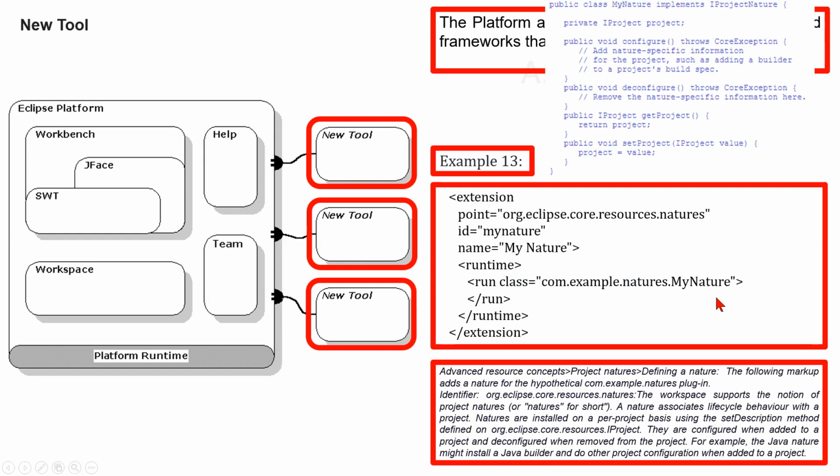Now we are considering defining a nature, under project natures in advanced resource concepts. The following markup adds a nature for the hypothetical com.example.natures plugin, identifier org.eclipse.core.resources.natures. The workspace supports the notion of project natures, or natures for short. A nature associates lifecycle behavior with a project. Natures are installed on a per project basis using the setDescription method defined in org.eclipse.core.resources.IProject. They are configured when added to a project and deconfigured when removed from the project. For example, a Java nature might install a Java builder and do other project configuration when added to a project.